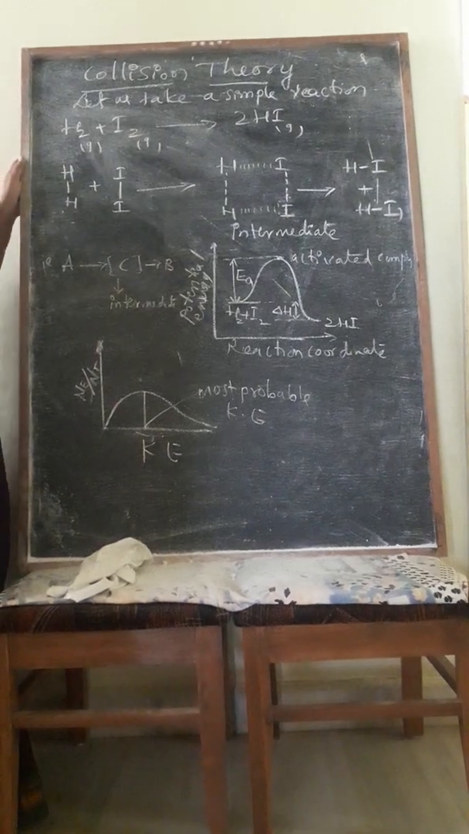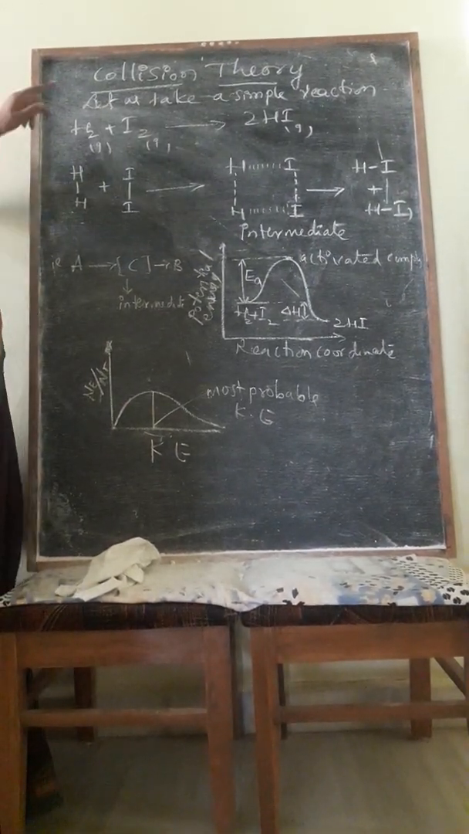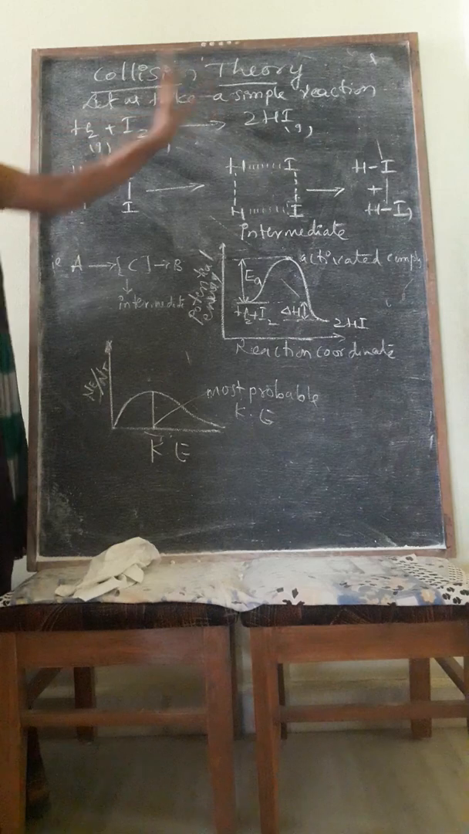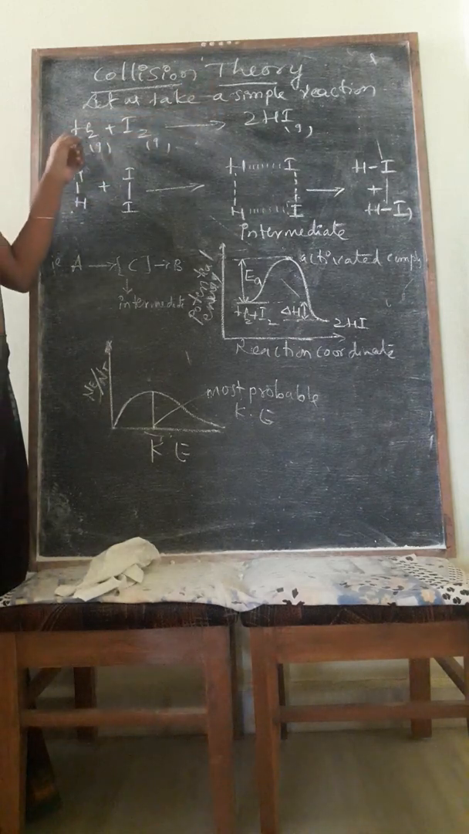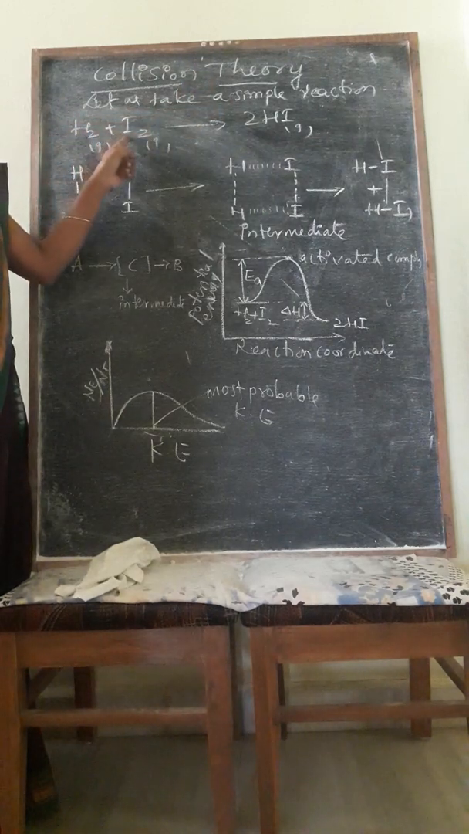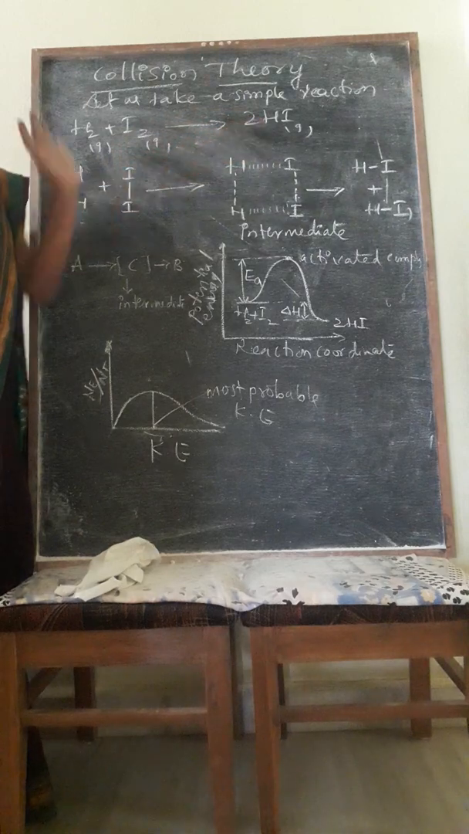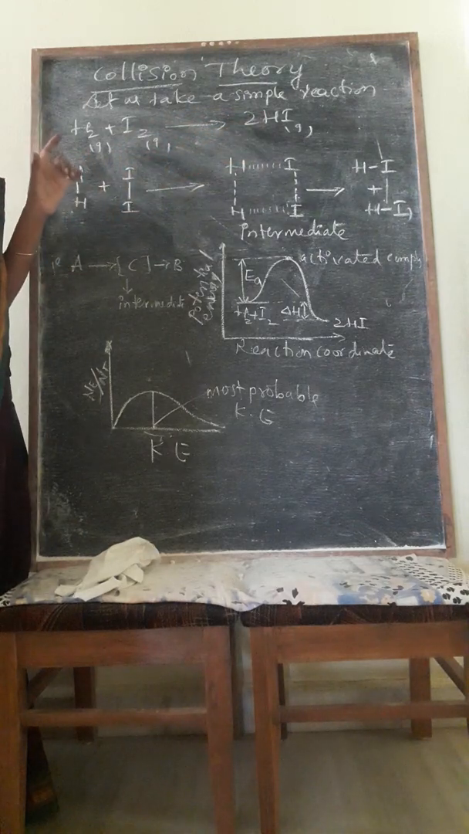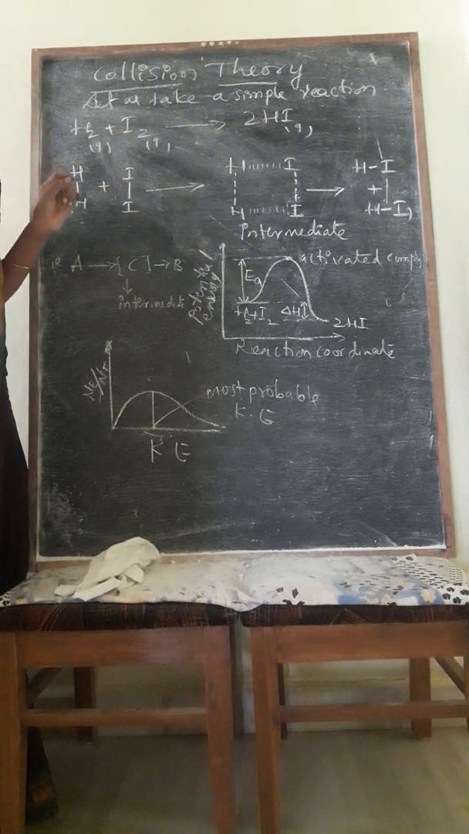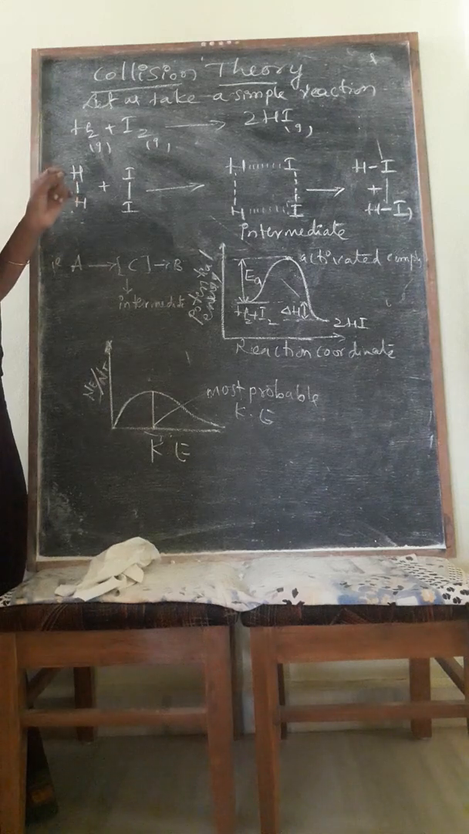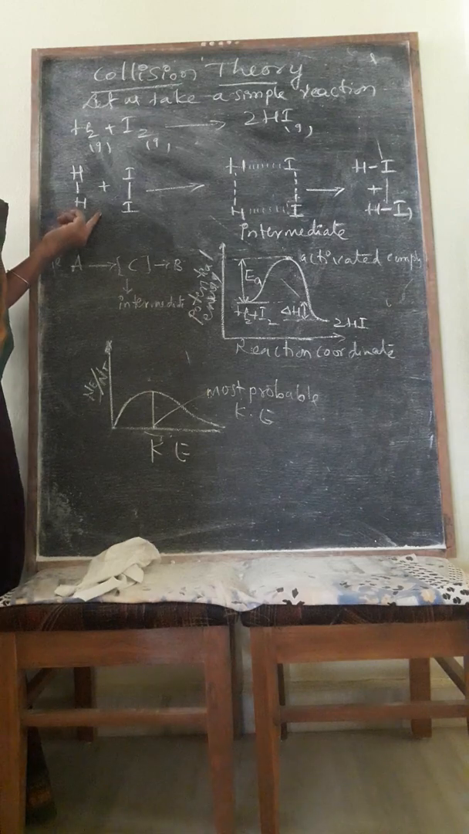Composition of Arrhenius theory. Let us take a simple reaction. That reaction is between H2 and I2. The product is 2HI. Okay, how the activated complex is formed and the energy is known as activation energy can be explained by this reaction.